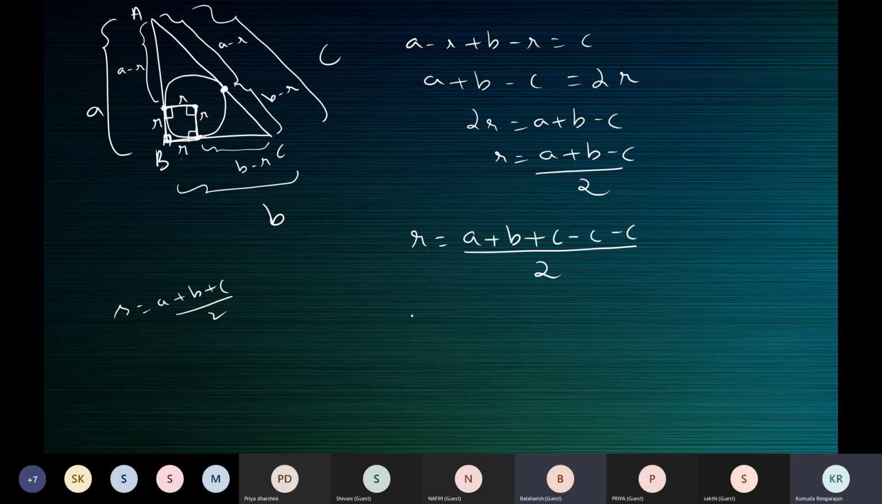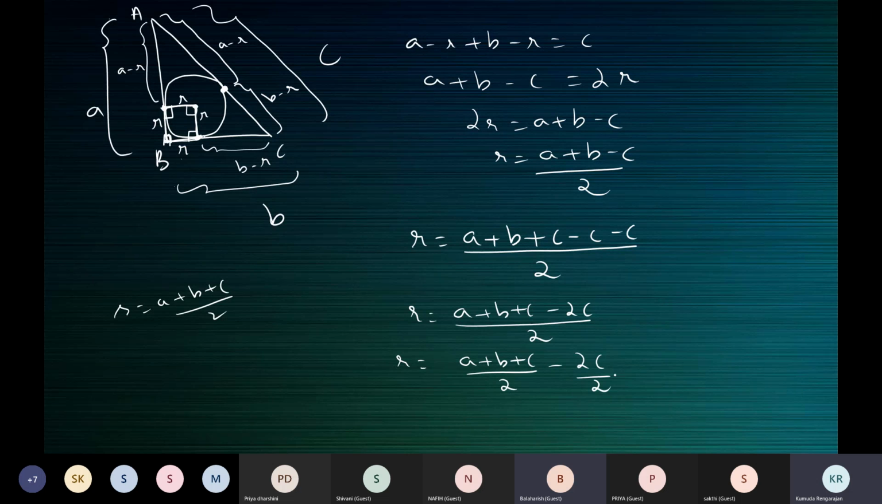So now we have R is equal to A plus B plus C minus 2C by 2. So R is equal to (A plus B plus C) by 2, the semi-perimeter, so we'll write a 2 for this minus 2C by 2. You should understand this step. So now R is equal to S minus 2 gets cancelled, S minus C, or semi-perimeter minus hypotenuse.